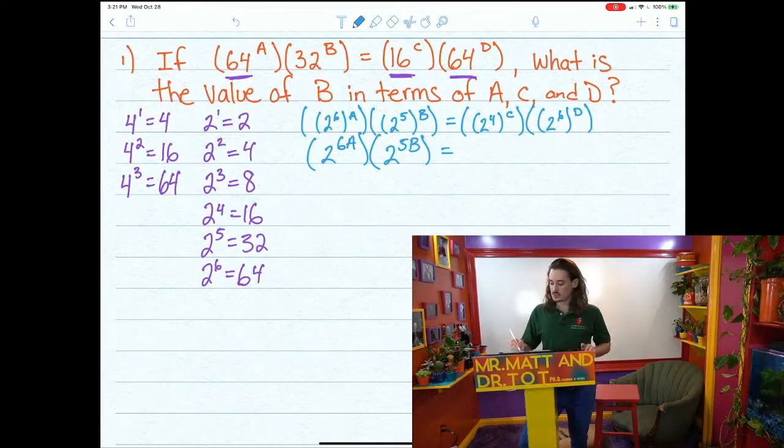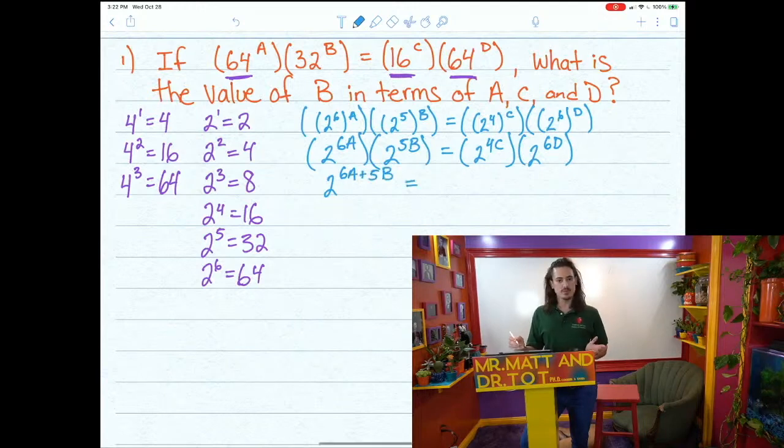On the right-hand side, 2 to the 4th quantity raised to the c is going to be 2 to the 4 times c, which is 2 to the 4c, times 2 to the 6th quantity raised to the d power, that's going to be 2 to the 6 times d power, which is 2 to the 6d power. Now we have common bases raised to exponents and we're multiplying, so we can keep the base, add the exponents. So we're going to keep the base of 2, add 6a plus 5b, set that equal to the right-hand side, keep the base of 2, add the exponents of 4c plus 6d.